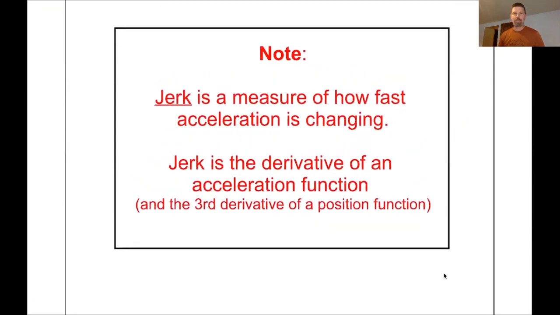That actually leads me to one of my favorite calculus t-shirts, which I'm going to show you in a minute. But you should probably make note that jerk is a measure of how fast acceleration is changing. It's the derivative of acceleration, the third derivative of a position function.